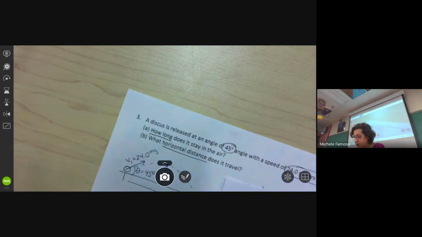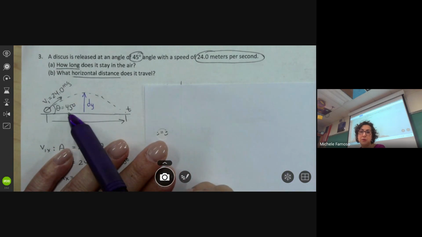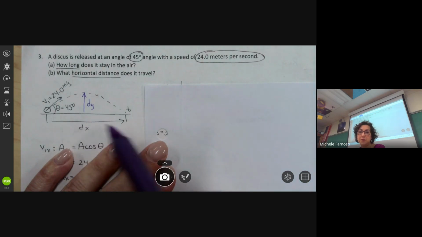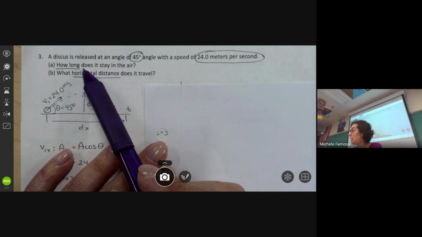3A. All right. So in 3A, if I start with my sketch, it looks like this, where I've got my VI of 24.0 meters per second, my theta of 45 degrees. There's a DX, a DY, and a T. When I'm asking you in part A for how long it stays in the air, that means I'm looking for the hang time.